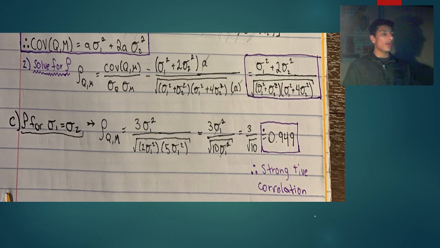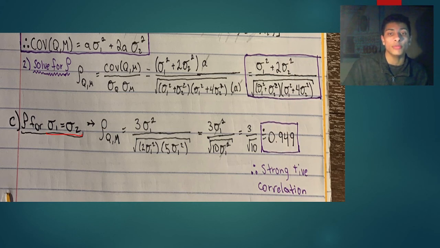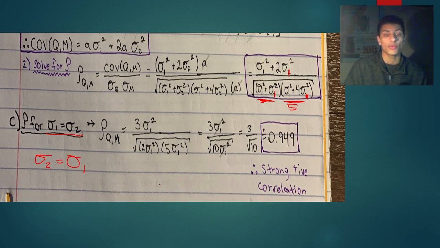The last part of this problem is asking us to find the correlation coefficient when sigma 1 is equal to sigma 2. So in this relationship, we've already solved our equation for the correlation coefficient rho. So all we have to do is set sigma 1 equal to sigma 2. So wherever we see a sigma 2, we're just going to plug in sigma 1 in this case. Or we can do it the other way around, it really doesn't matter. It simplifies down for us further, and we can factor out the sigma 1 squareds, and we get that the correlation coefficient is going to be equal to 3 over root 10, which is 0.949 approximately.